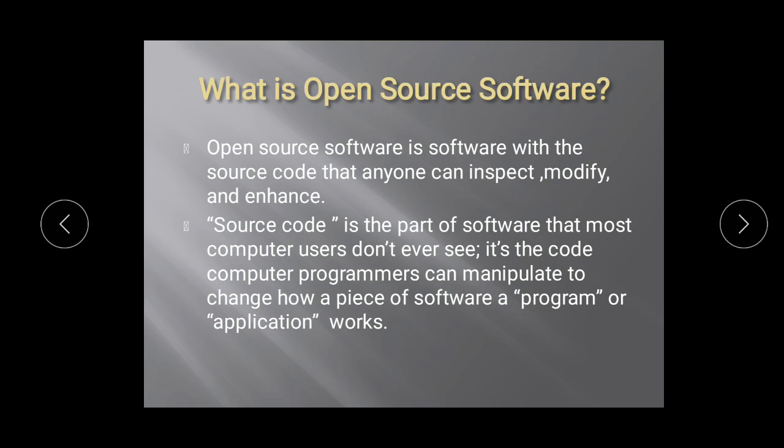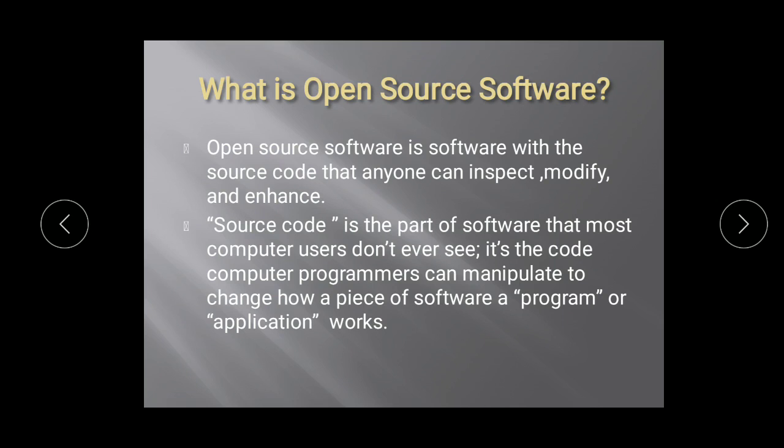Next, programmers who have access to a computer program's source code can improve the program by adding features or fixing parts that don't always work correctly. So source code helps the programmers to change the software, fix difficulties or issues, or add any new feature to it.